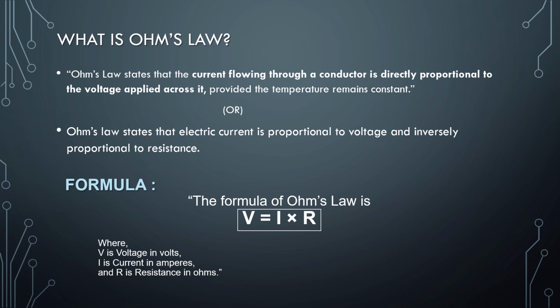First of all, what is Ohm's law? Ohm's law states that the current flowing through a conductor is directly proportional to the voltage applied across it, provided the temperature remains constant. In a simple way, we can state that the electric current is proportional to the voltage and inversely proportional to the resistance. The formula of Ohm's law is V equals I cross R, that is, voltage equals current into resistance. Voltage in volts, current in amperes and resistance in ohms.